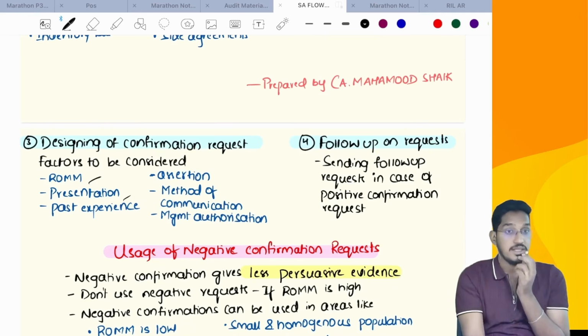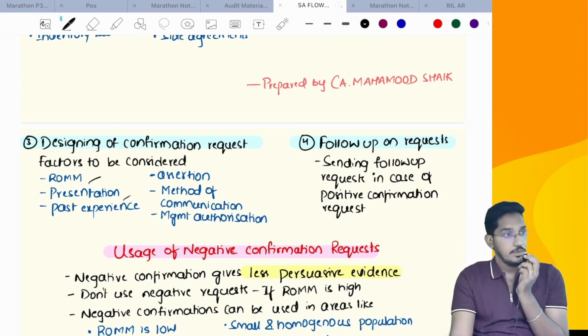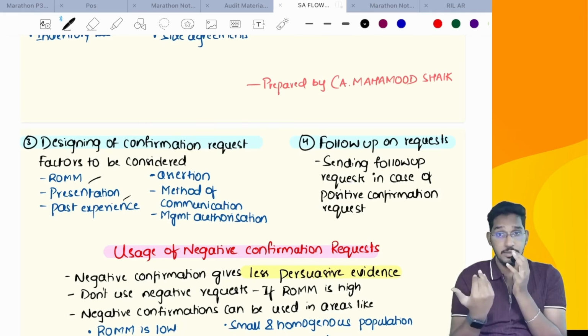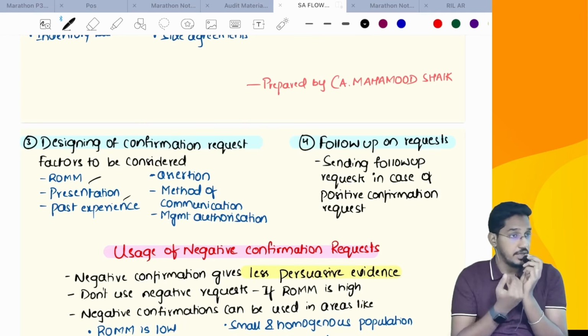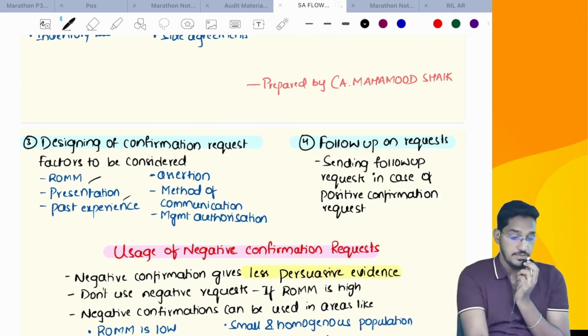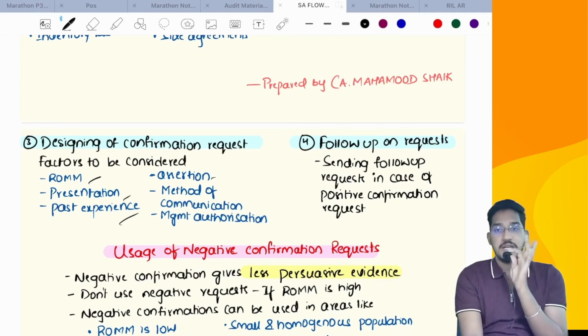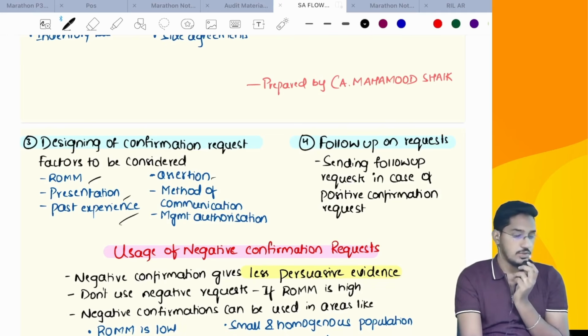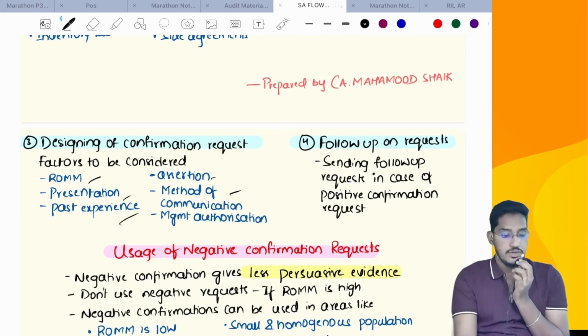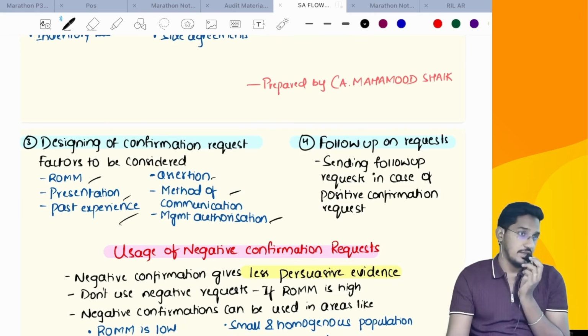You should also decide on presentation. So you have to send it in paper form or in electronic form. That also you have to decide. Even in taking the decision, you can use your past experience, whether if you send it by post, you will get a reply, or if you send it by email, you will get a reply. It also depends on the assertion, that respective item of the financial statement. And you also have to decide on the method of communication, and also management authorization.